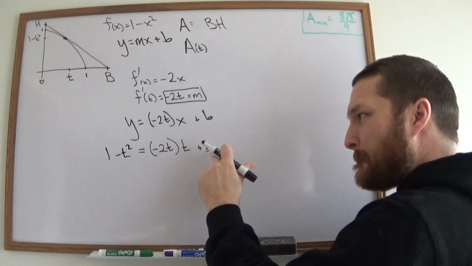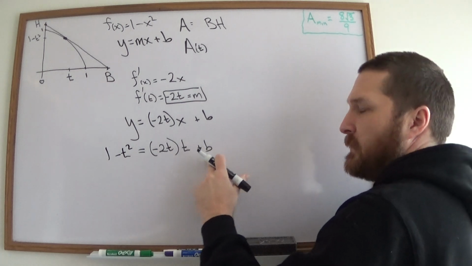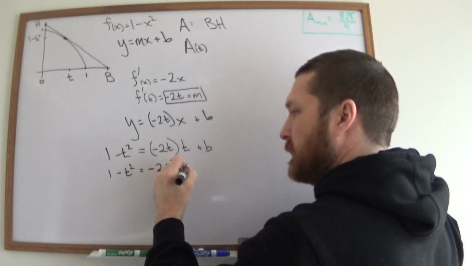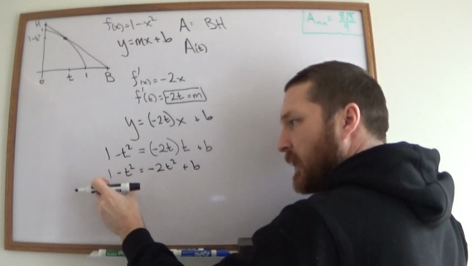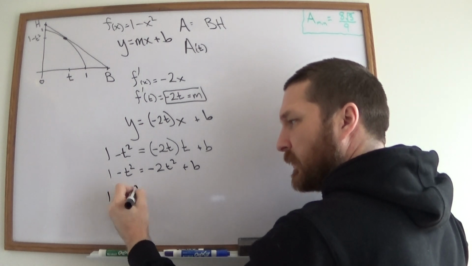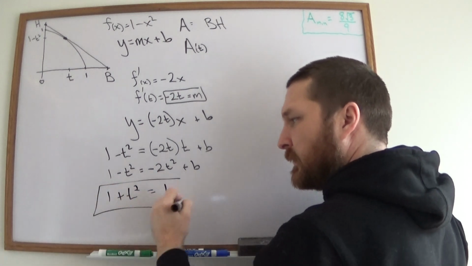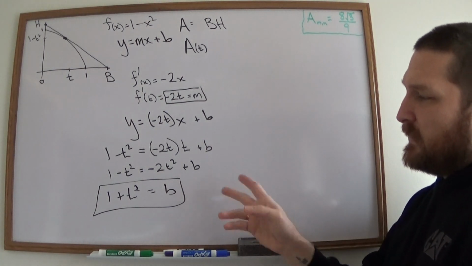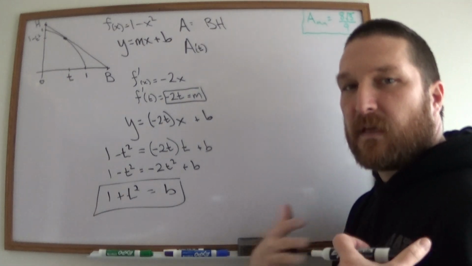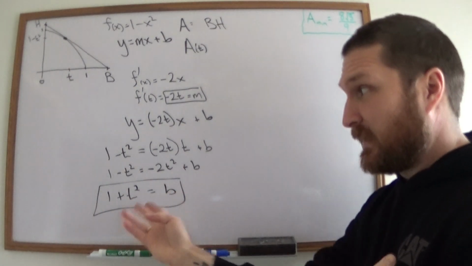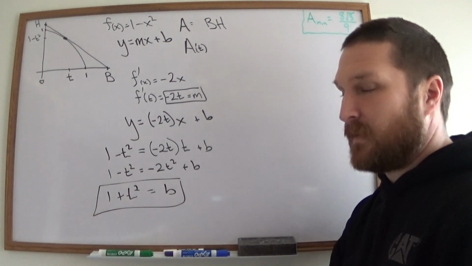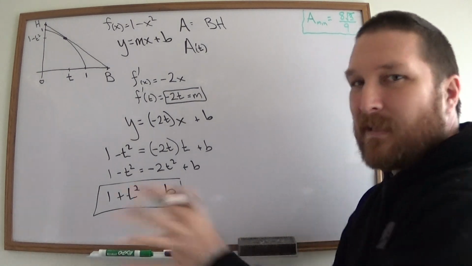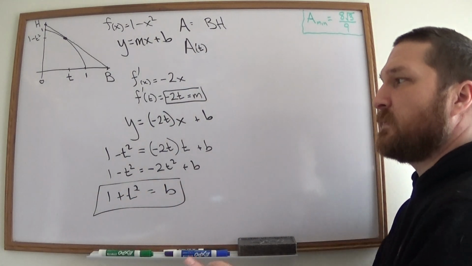Okay, let's clean this up and get b by itself so we have our intercept. 1 minus t squared is negative 2t squared plus b. Bring this guy over and we get 1 plus t squared equals b. All right? Now at this point, if you did it like me like 1,000 times and you kept ending up with this answer for your y-intercept, you might be like, uh-oh, I'm going to go down this same rabbit hole. I must have done something wrong, but let's just have some faith here, okay?